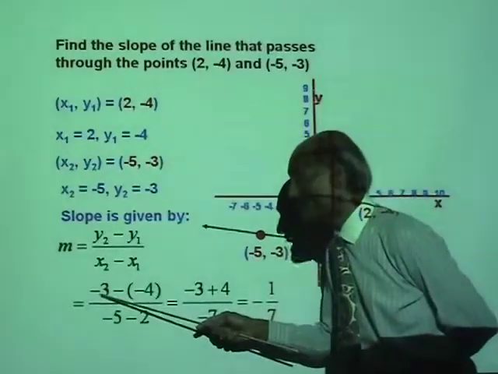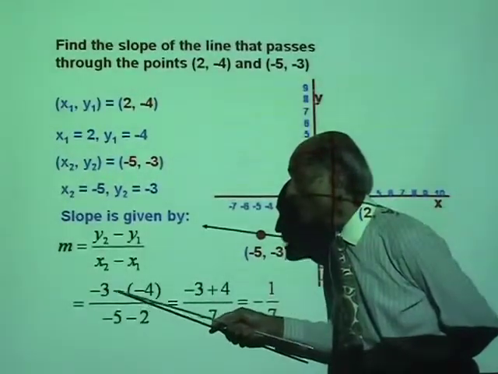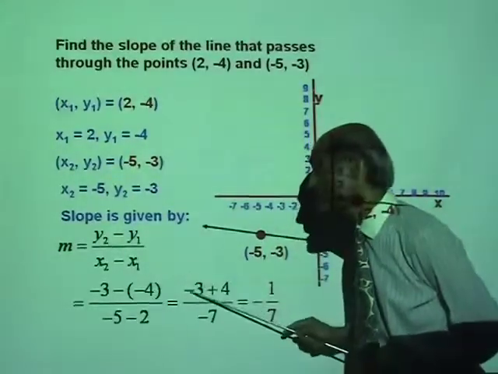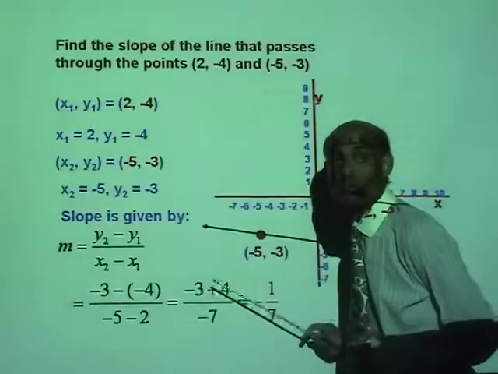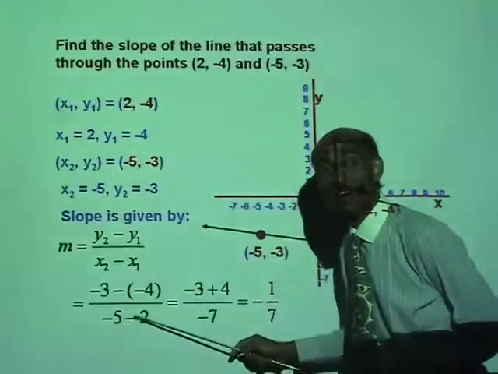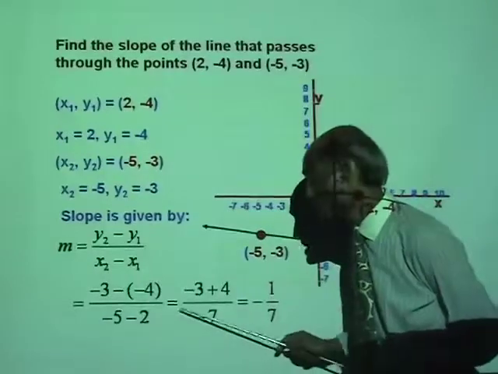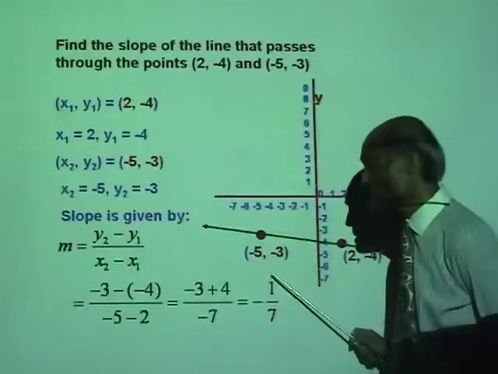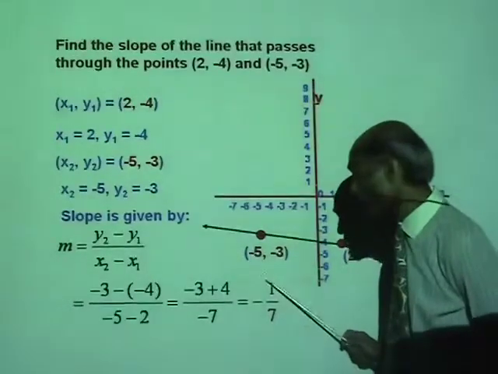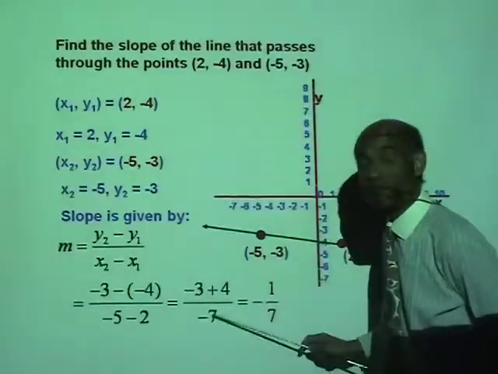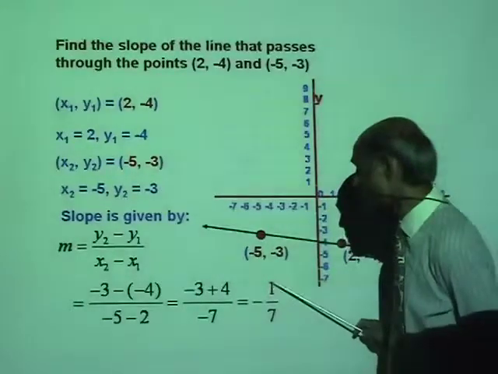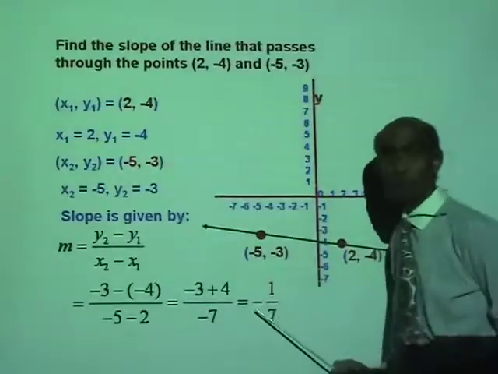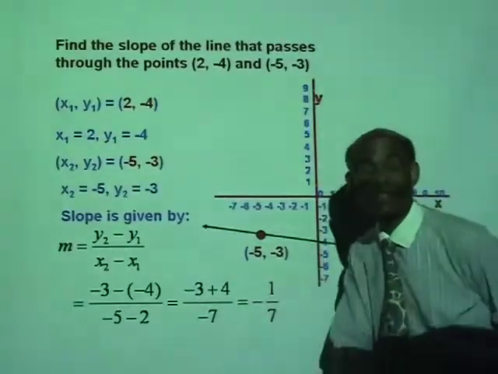Alright? That means negative 3 minus negative 4. The double negative becomes positive. That is negative 3 plus 4. And what is negative 5 minus 2? Is negative 7. And so, negative 3 plus 4 is positive 1. Positive 1 divided by negative 7 is negative 1 over 7. What does it tell you? The slope is negative 1 over 7.